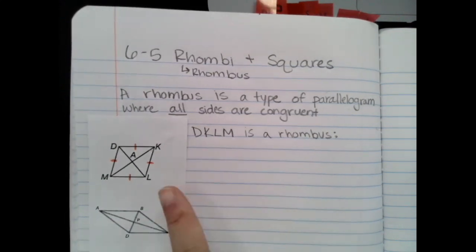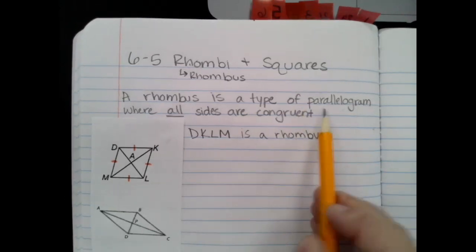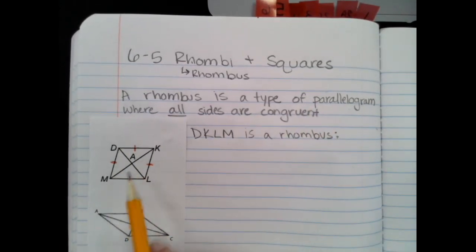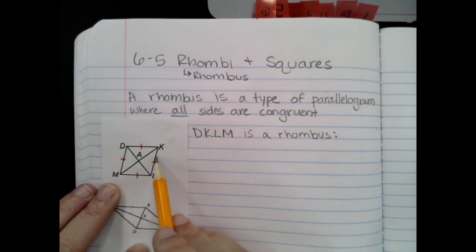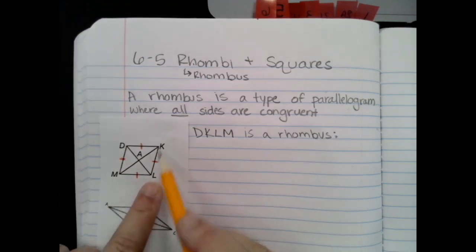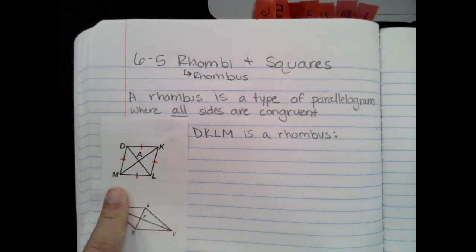Okay. Something that's different about a rhombus. Everything about a parallelogram applies to a rhombus as well. So opposite angles are congruent. If you look at all of angle M, that'll be congruent to angle K. We know these two add up to 180. All of those good things. Diagonals bisect each other.